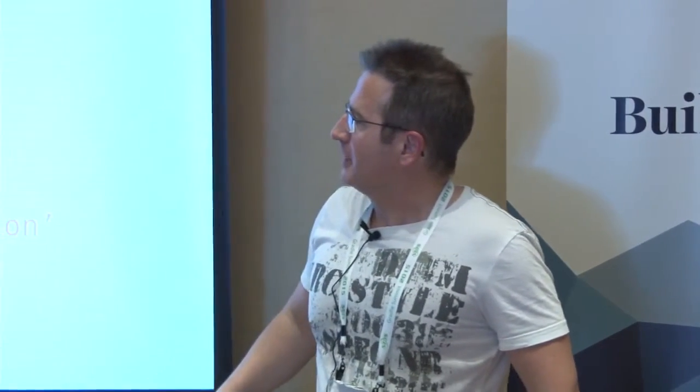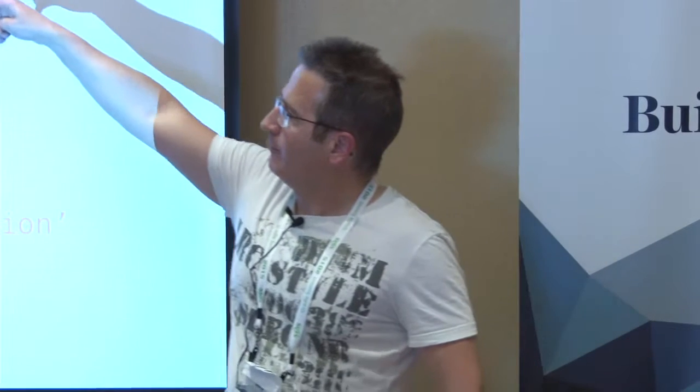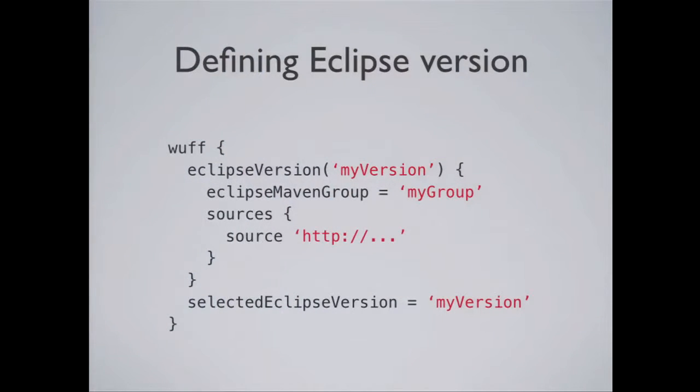You can define your own Eclipse versions with the following syntax. Inside of the Wuff section, you define the Eclipse version and give it an identifier. The identifier can be anything, it's up to you. It can be a version number or a specific word that makes sense for you. Then you have to specify this Eclipse Maven group. The Eclipse Maven group describes under which group it will be installed under the local Maven cache.